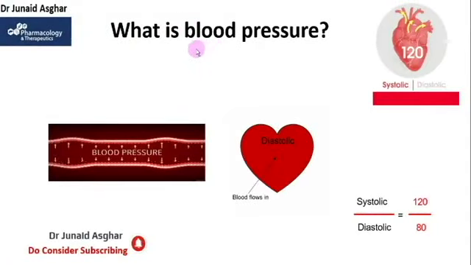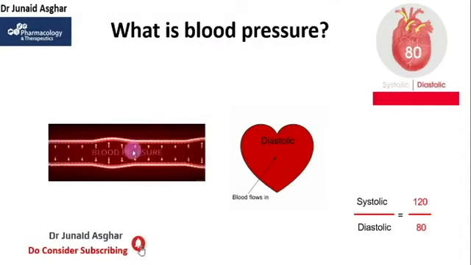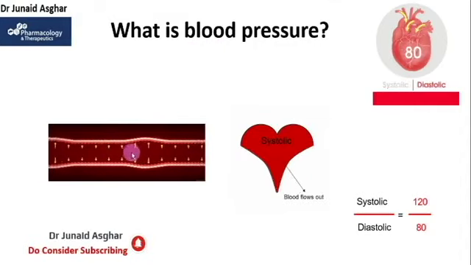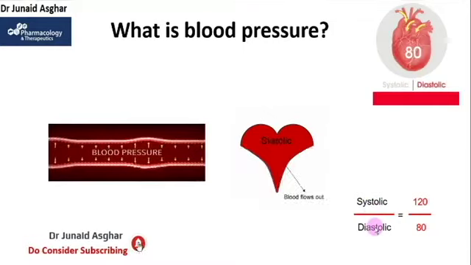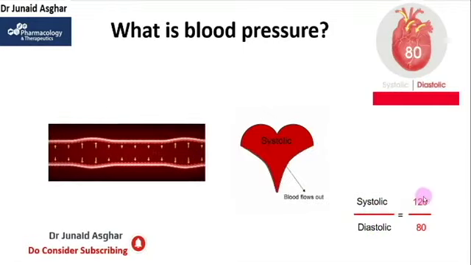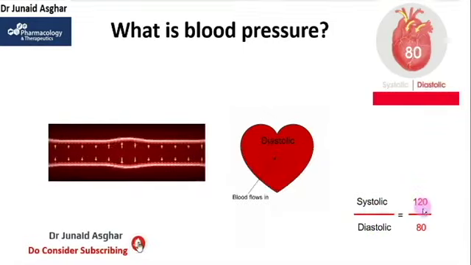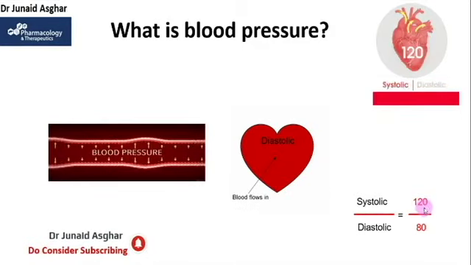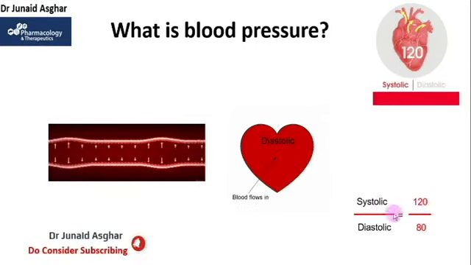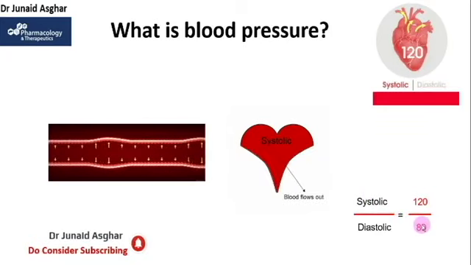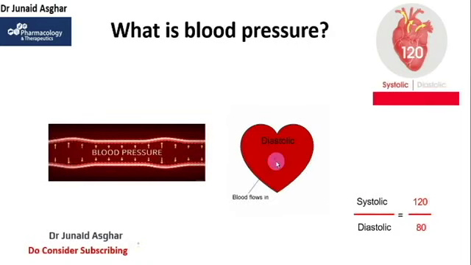What is blood pressure? Blood pressure is the measure of pressure of circulating blood on the vessel walls. It is usually expressed in terms of systolic pressure over diastolic pressure. Now, systolic pressure is the higher number, that is 120, and it is higher because it represents the pressure when the heart contracts and the blood flows out of the heart. Diastolic pressure is the phase in the cardiac cycle when the heart relaxes and the blood flows in.